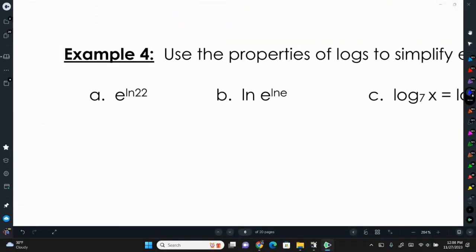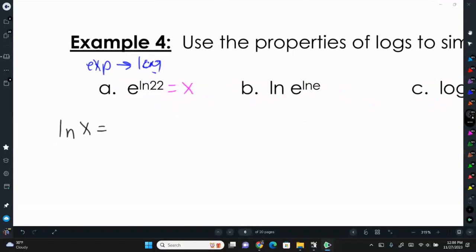So e raised to the ln of 22 power, that is an exponential function because we have a base raised to a power. Yes, I know that the exponent also has a log in it, but this is an exponential, so we need to change it to log. So to change it to log, remember log base e is ln. So set this equal to x. So we have ln of x equals the exponent, which is the ln of 22. Well, because they're both natural logs on both sides, that means the insides must be equal, so x equals 22.